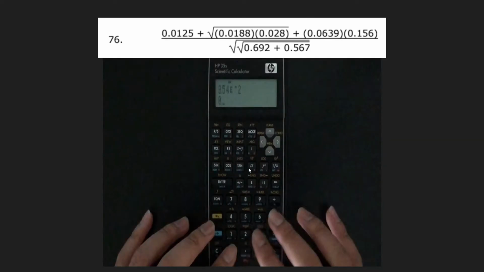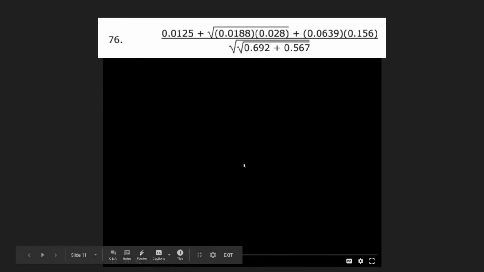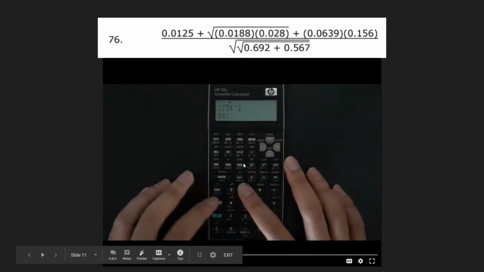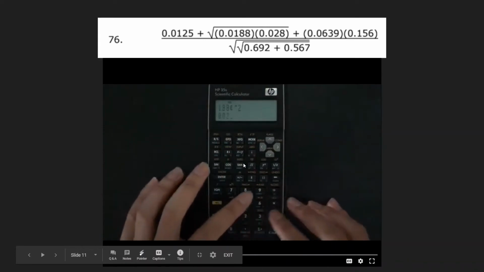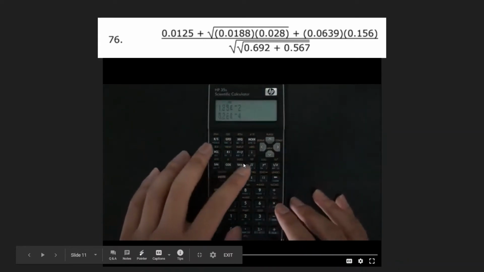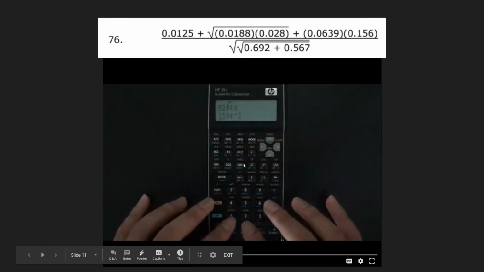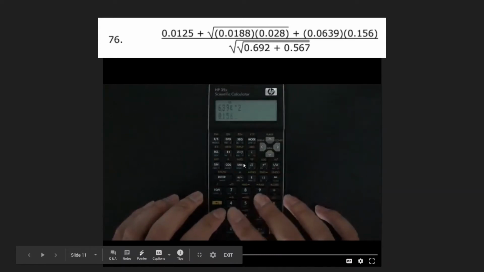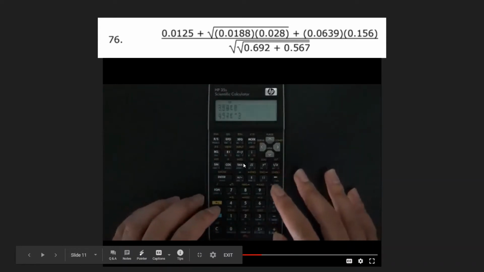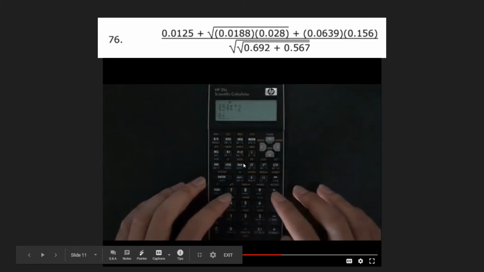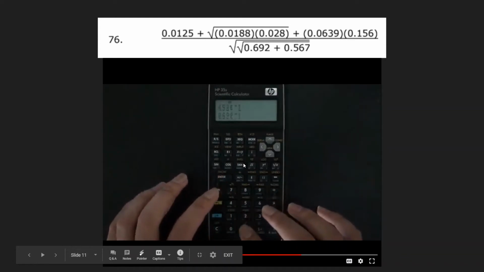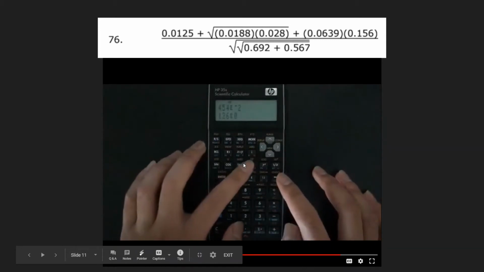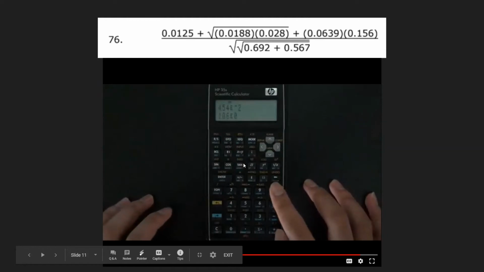Question 76. Start off with 0.0125, enter 0.188, enter 0.028, multiply, square root, add 0.0639, 0.156, multiply, add 0.692, enter 0.567, add, and then square root again, and then divide.